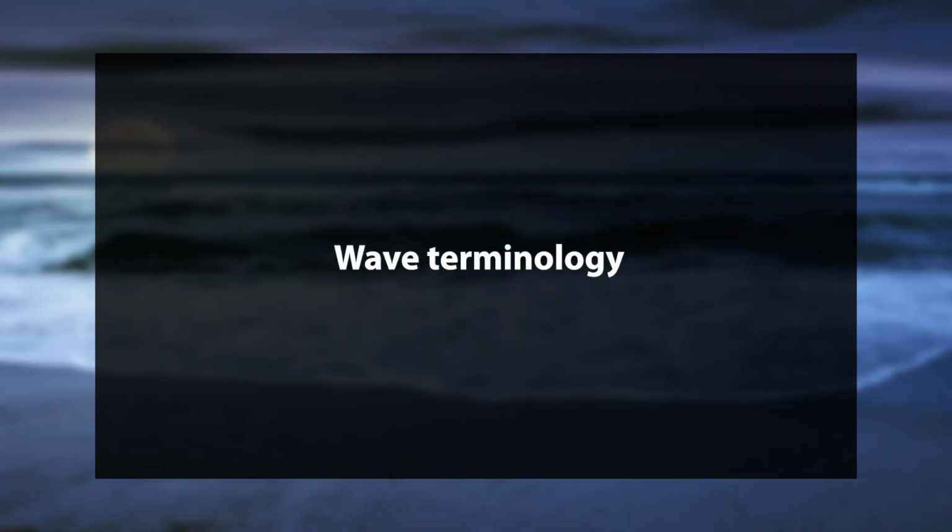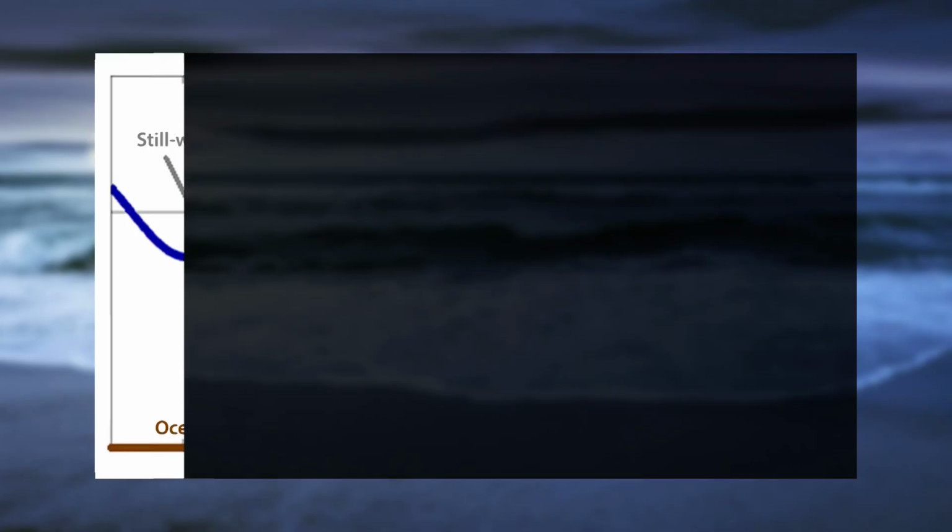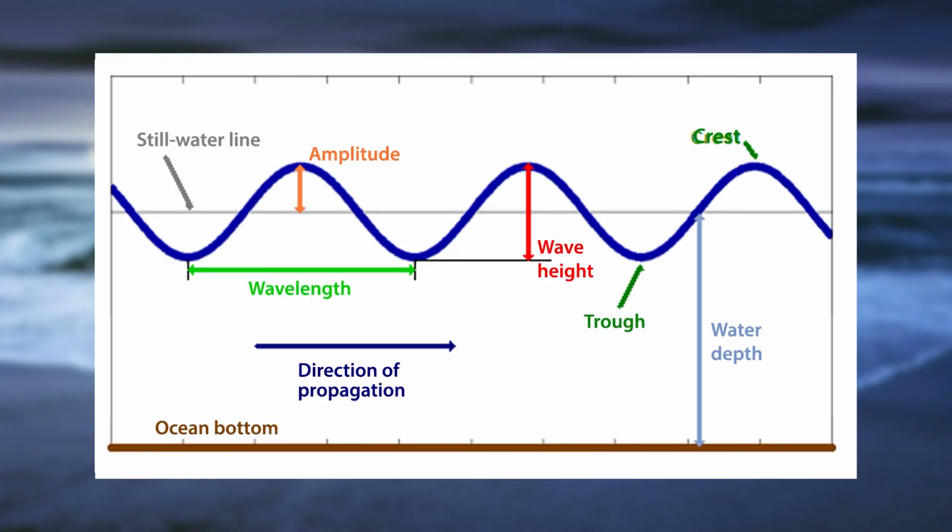Wave terminology. As an idealized wave passes a permanent marker like a pier piling, you notice a repeating pattern of crests coming up and troughs going down. The crest is the highest spot on a wave. A trough is the lowest part. Right in the middle, between a crest and a trough, lies the still water level. This is also called the zero energy level.